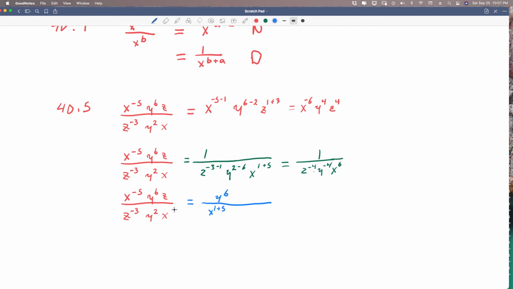and it's bigger than the 2, so when we bring the 2 up, it's going to remain positive because 6 minus 2 is a positive 4. And the z here is positive, and this is negative, so if we bring this up, the positive 1, we subtract a negative 3, we're adding 3. So this ends up being y to the 4, z to the 4, over x to the 6. And those are all positive.